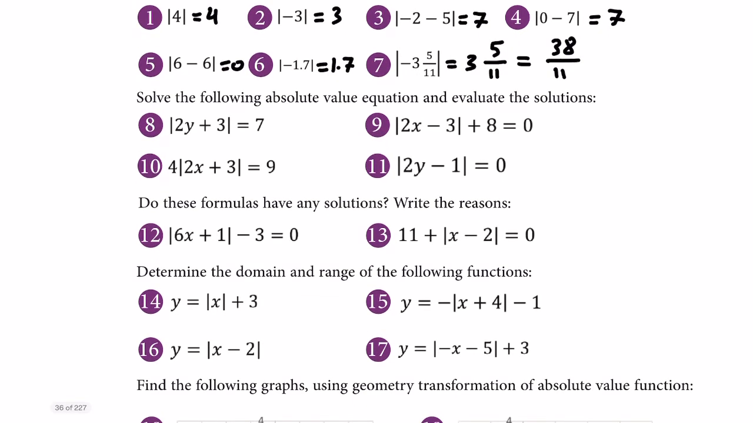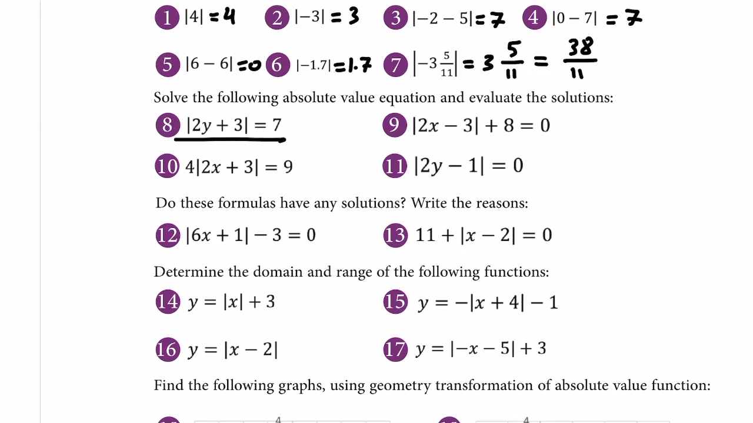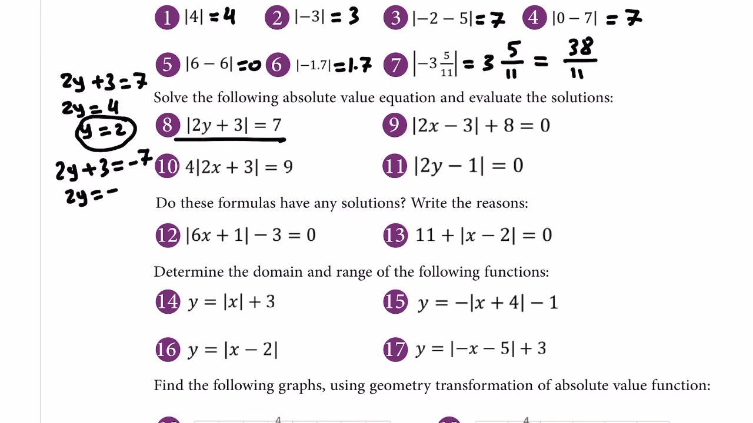Let's say the absolute value function, evaluate it, solve it. This one has 2 answers. The first one will be 2y plus 3. And by the way, sometimes they change the letter. So here we have 2y equal 4 and y equal 2. That's the first number. The second part would be 2y plus 3 equal negative 7, and 2y equal negative 10. So y equals negative 5. That's the answer for this part here.